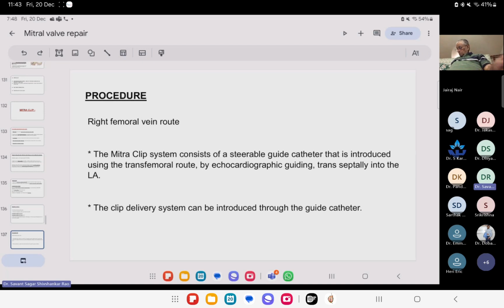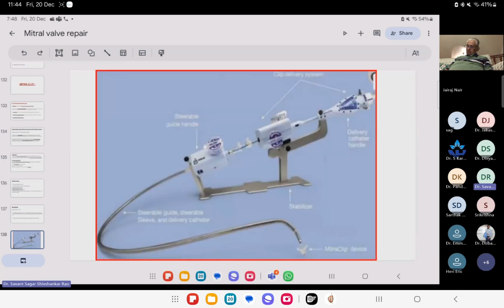Mainly through the right femoral vein route, the steerable guide catheter of the mitra clip is introduced by the transfemoral route, under echocardiography guidance, transeptally into the LA. The clip delivery system can be introduced through the guide catheter. So this is the whole device on which the mitra clip device is mounted.